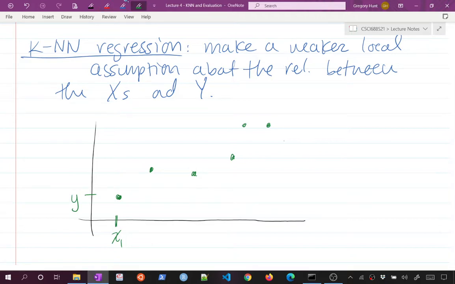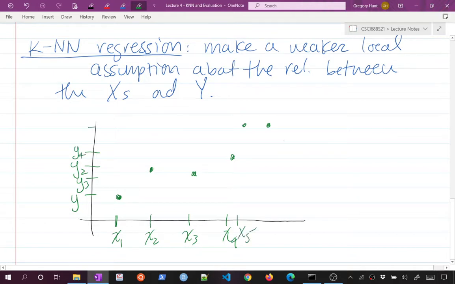So here's x1, y1. Maybe this is x2, y2. This is x3 and y3. This is x4 and y4, which should be up there. x5, and maybe we should make this point slightly different. So let's put y6 up here and x6 all the way over there. That x5 is not really centered, is it? Oh, maybe it is. Something like that.